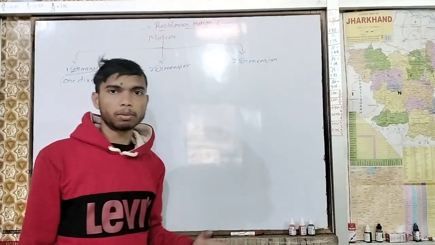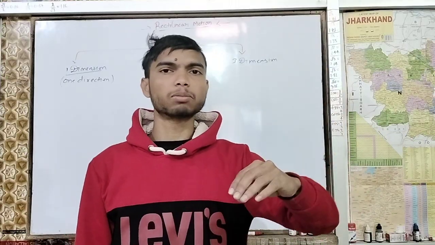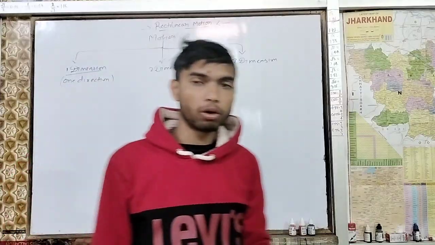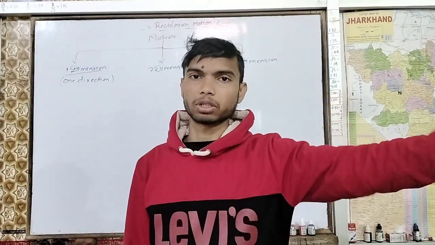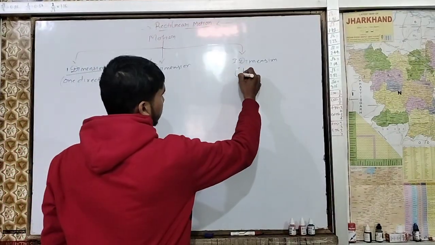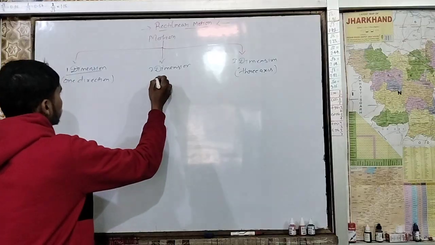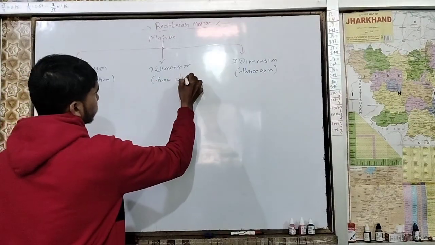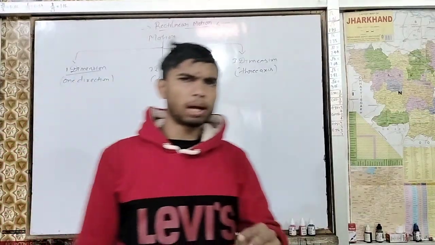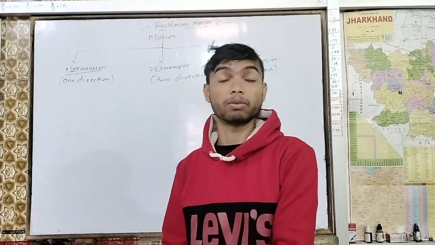Similarly, two dimensions means in two directions. The object is moving in two axes. Three dimensions means the object will be moving in three dimensions, in three axes. That's it. Clear? Two dimensions, two directions; three dimensions, three axes; one dimension, one direction. Okay.